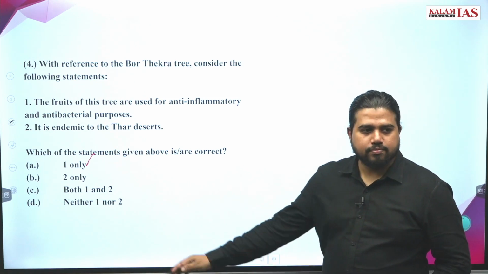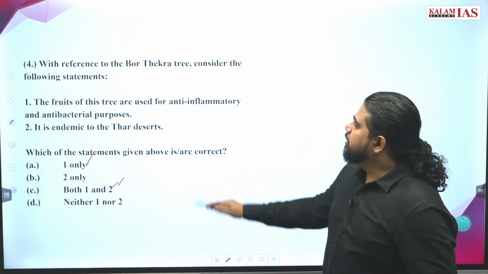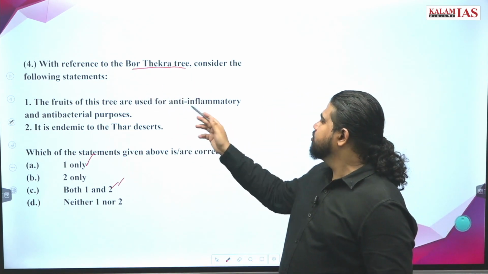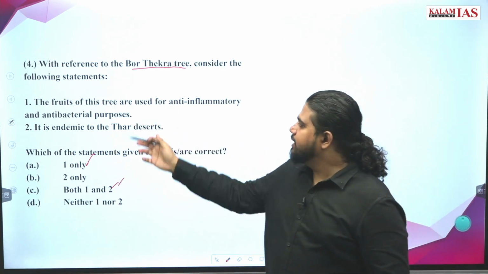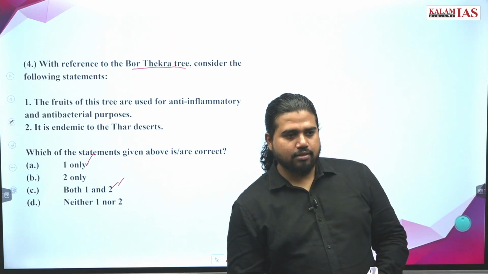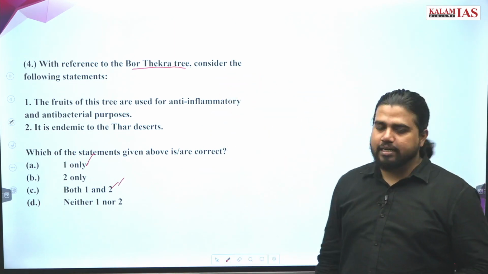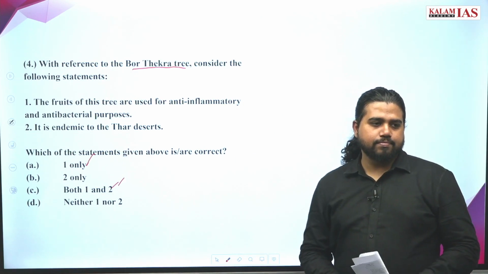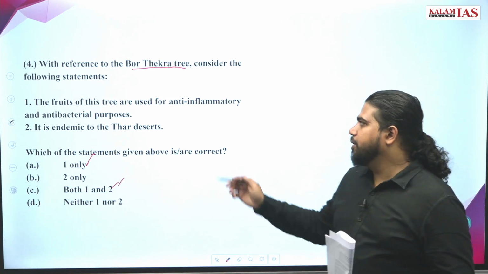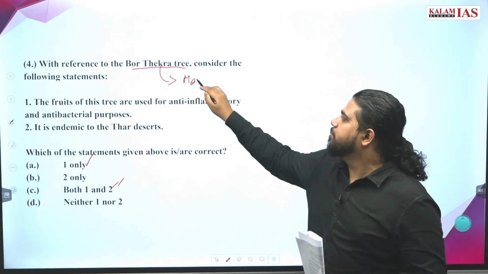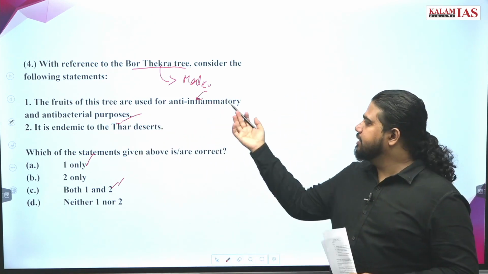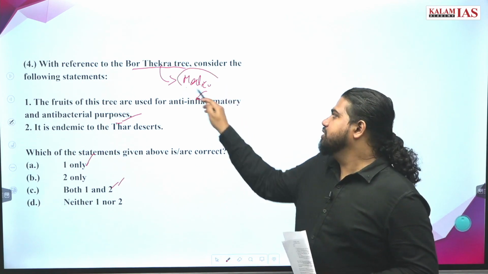Tell me. C. With reference to Borthekra tree, consider the following statement. The fruits of this tree are used for anti-inflammatory and antibacterial properties. Can you infer anything from reading the question so far? You have read somewhere that these are trees with medicinal properties. This much you know, you can easily associate with antibacterial and anti-inflammatory properties. This much you should know.